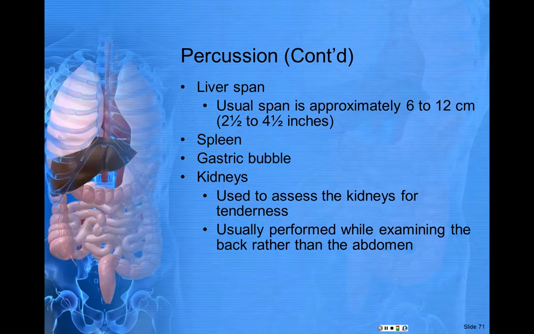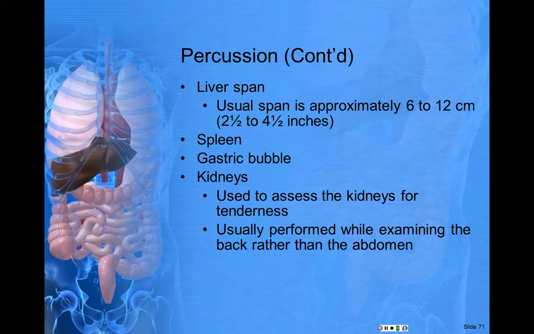We also can percuss the liver span. Usually you start low in the abdomen and percuss up towards the ribs, and then starting at the mid-chest and percussing down towards the umbilicus along the mid-clavicular line will give you the liver span. The liver is usually approximately 6 to 12 centimeters in this mid-clavicular area, which is about 2.5 to 4.5 inches in length. That's what a normal liver should be.